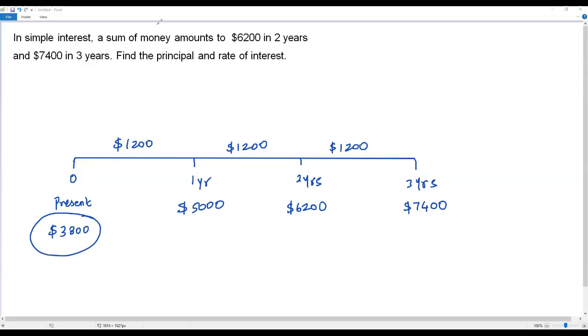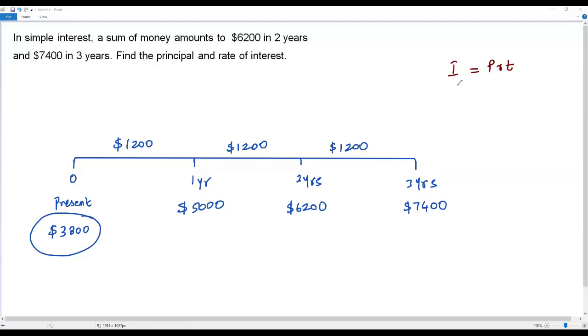Now we have to find the rate of interest. We have a formula to find the rate of interest. The formula is I equals P times R times T. Capital I represents interest earned, and P represents principal, or the initial value of the deposit. R represents the rate of interest, and T represents the time period in years.